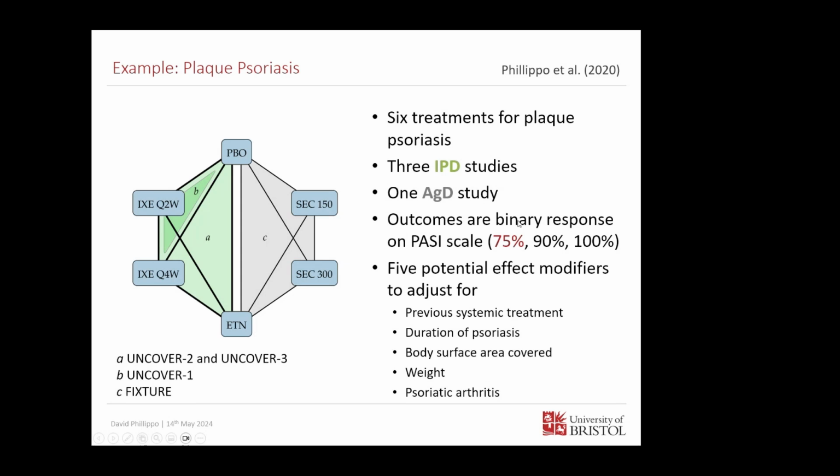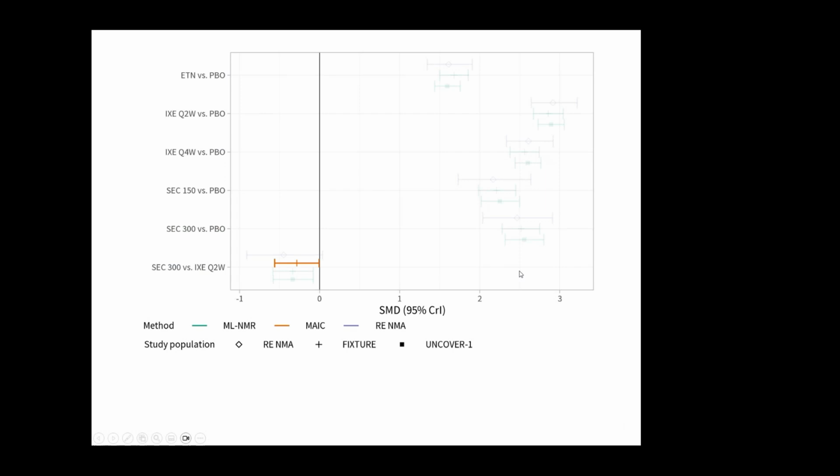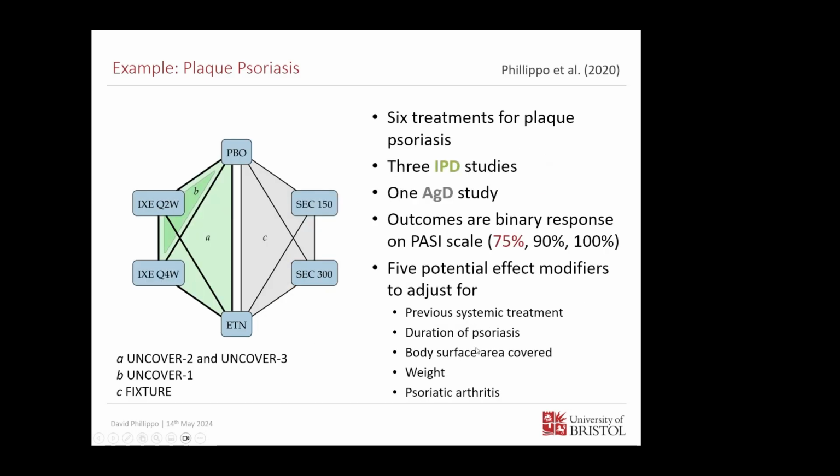The outcomes of interest are binary response rates on the PASI scale, the Psoriasis Area and Severity Index. And for this analysis, we're going to focus on 75%. So this is success or failure to achieve a 75% reduction in symptoms on the PASI scale. There are 5 potential effect modifiers to adjust for: previous systemic treatment, duration of psoriasis, body surface area covered, weight, and psoriatic arthritis.